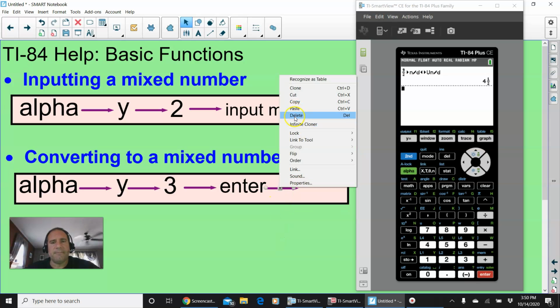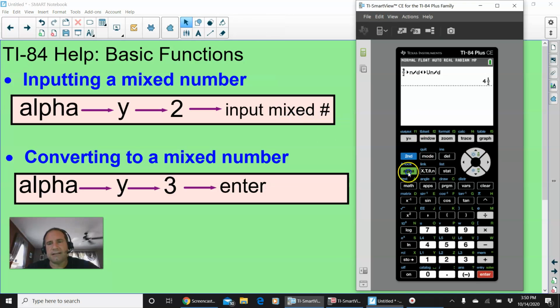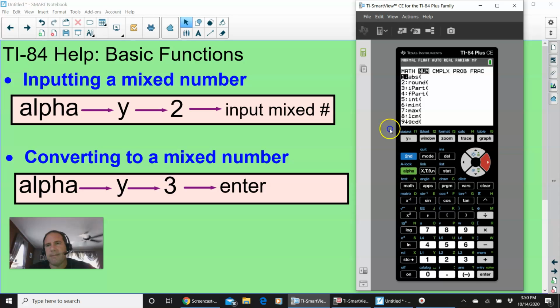And again, you have this whole thing, this alpha Y, is that pop-up secret menu. You could get to that menu by going to math and going over to fraction. It's the same menu. If you forget how to get that menu to pop up, alpha Y, or math and all the way to the right where it says fraction.